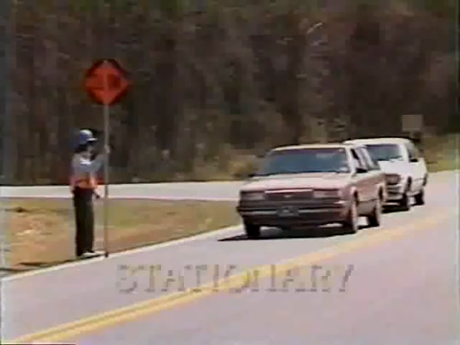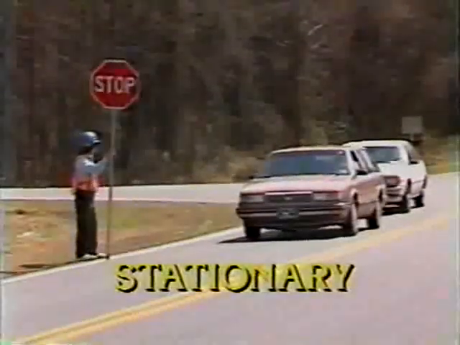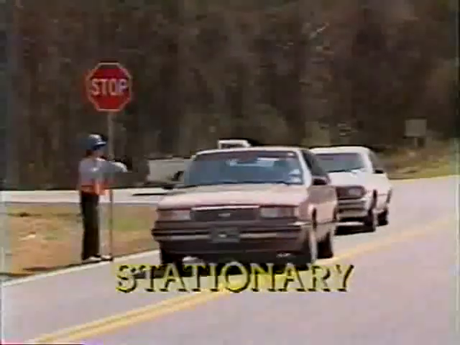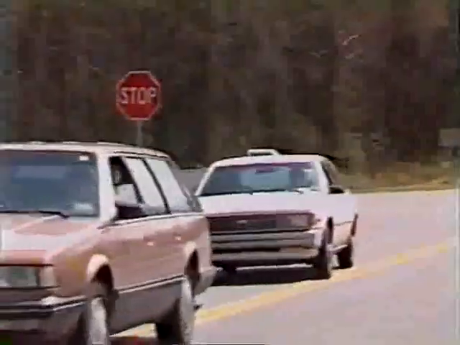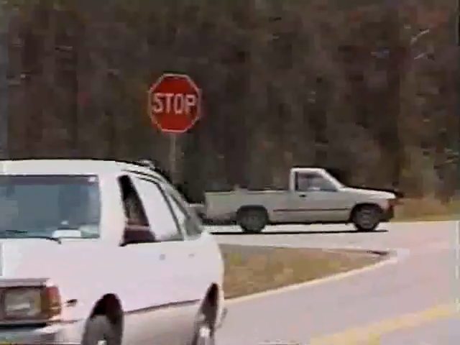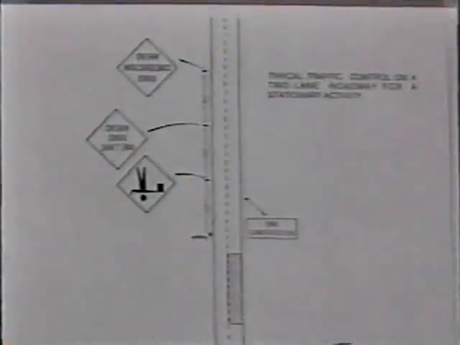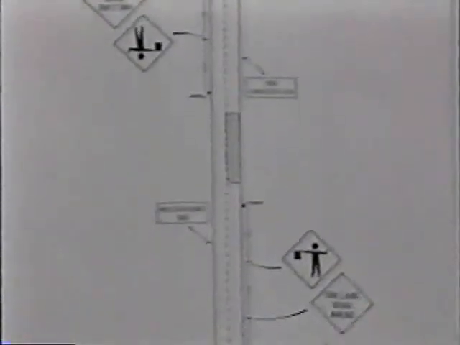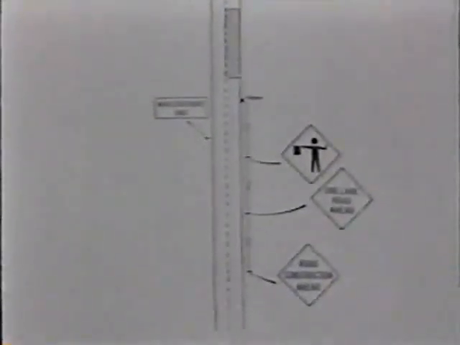First, let us discuss traffic control for a stationary operation. Proper traffic control guides motorists in a clear and positive manner through the maintenance work area. This diagram illustrates a typical traffic control layout for a stationary maintenance operation on a 2-lane roadway. It is necessary to close one lane for a short period of time.